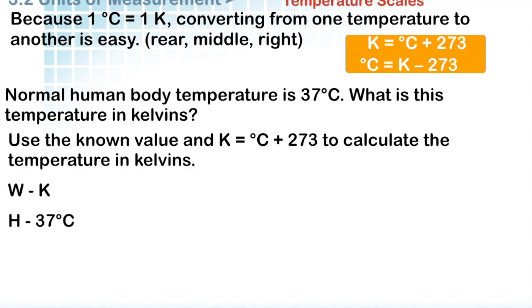So normal body temperature is 37 degrees Celsius. I want to know what that is in Kelvin, so what I want is K. I have 37 degrees Celsius. That's not a negative, that's a dash between the C and the 37.